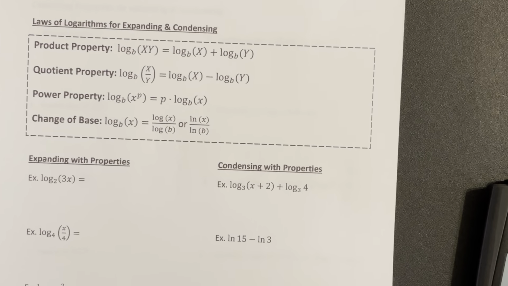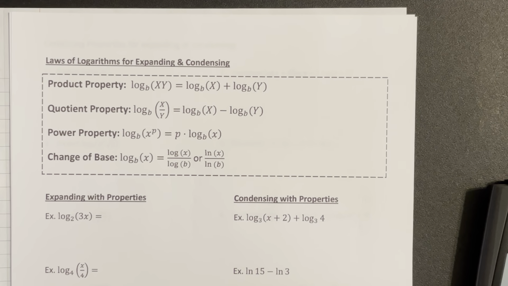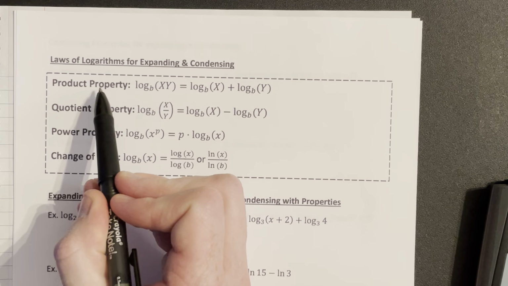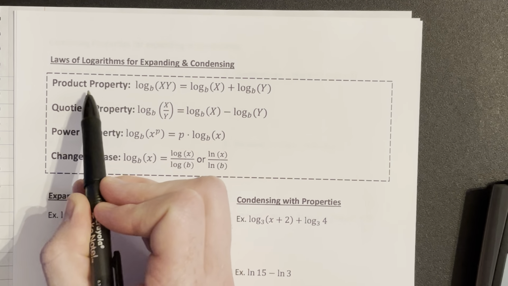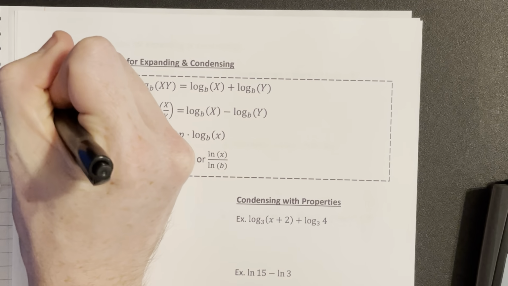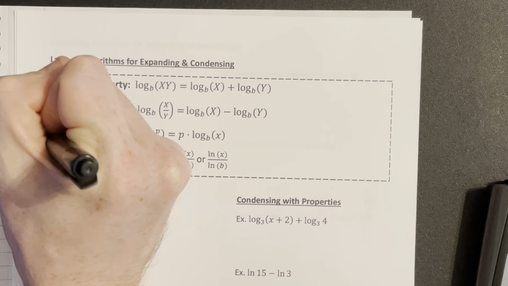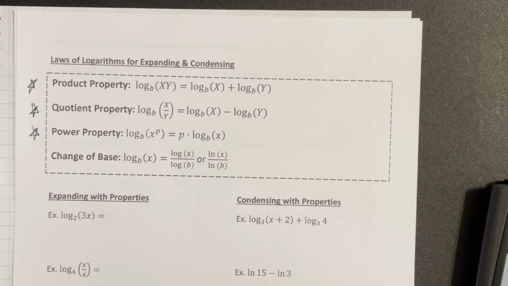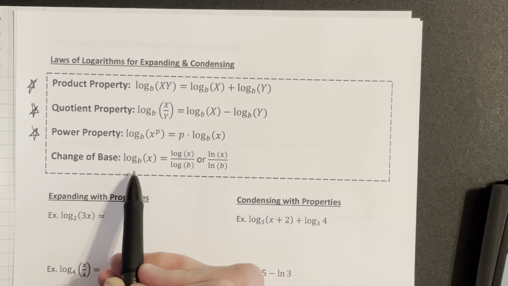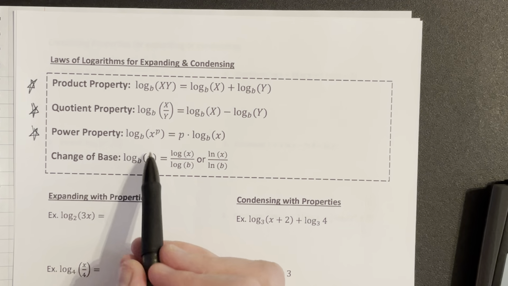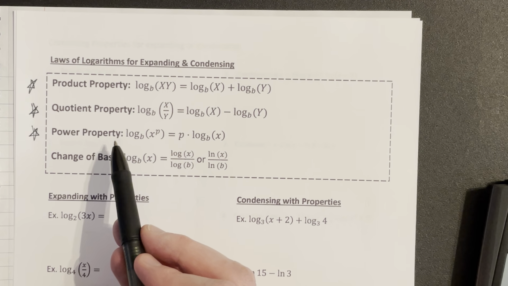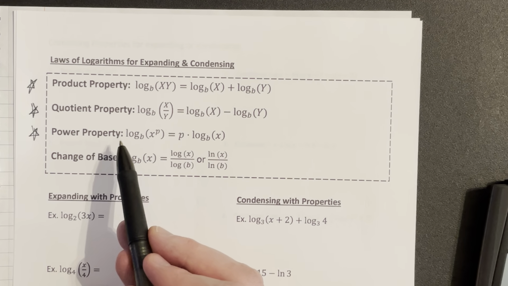Now we get to the actual properties of expanding and condensing. These properties are super important for you to memorize, but we have the product property, quotient property, and power property. These are the 3 main ones. We did talk about the change of base property in the previous video because we might need that if our calculator doesn't have a base button. But either way, the other 3 are going to be used to help expand or condense our logarithms.